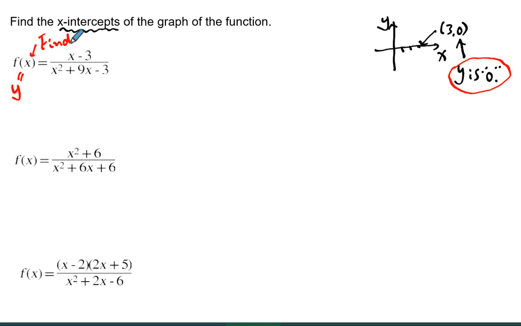Well, for a rational function, if the numerator is 0, for example, 0 divided by 5 is 0, then you have a 0. So that means here the denominator must not be 0, this one. Okay? And the numerator must be 0. Denominator can never be 0. So numerator must be 0. Okay?